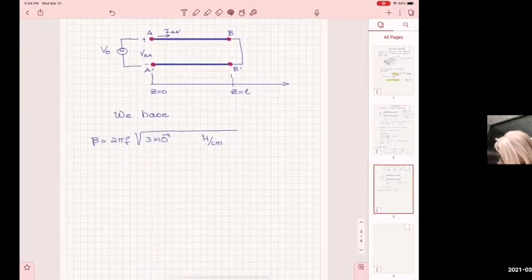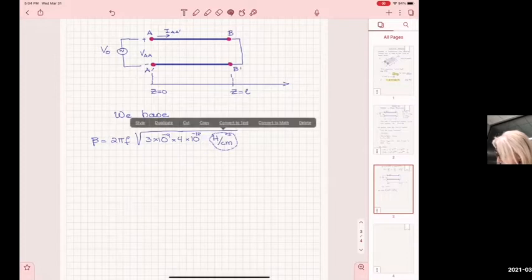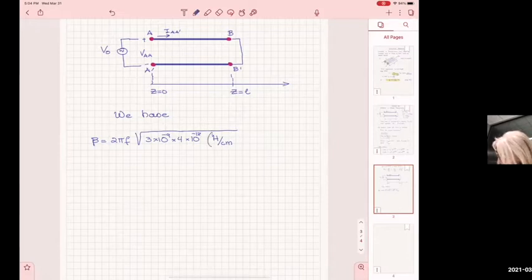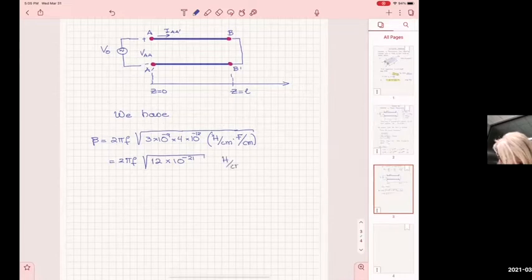So C is times 4. How much is pico? Minus 12. And I have farads per centimeter. All right, so let's see what we get. 2 pi f, and then 12 times 10 to the minus 21, and then we have henries per centimeter times farads per centimeter.